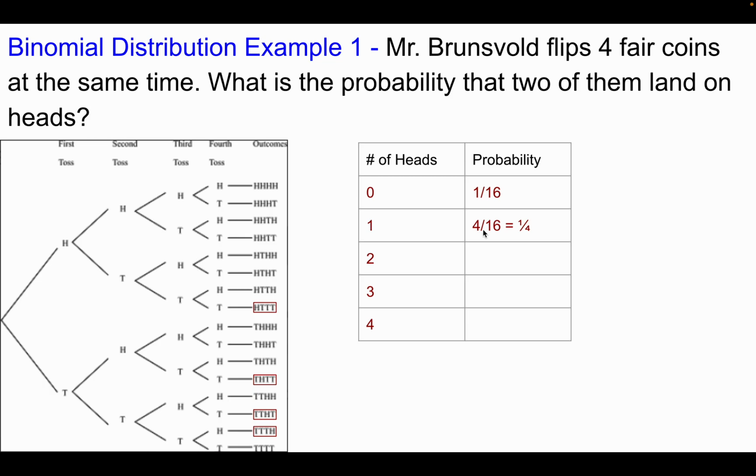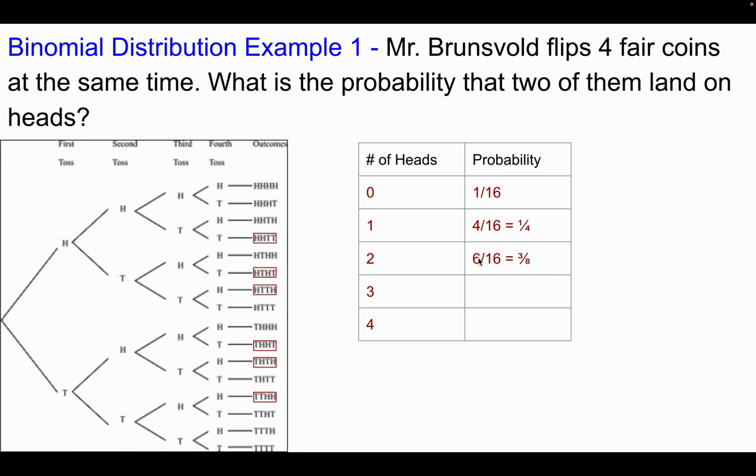You have a 4 in 16 chance of getting 1 heads. So you could go tails, tails, heads, tails, tails, heads, tails, tails, heads, tails, tails, or heads, tails, tails, tails. So you've got a 1 in 4 chance of getting 1 head. You have a 6 in 16, or 3 in 8, chance of getting 2 heads. Right? So those are those 6 options listed out right here that I have highlighted.